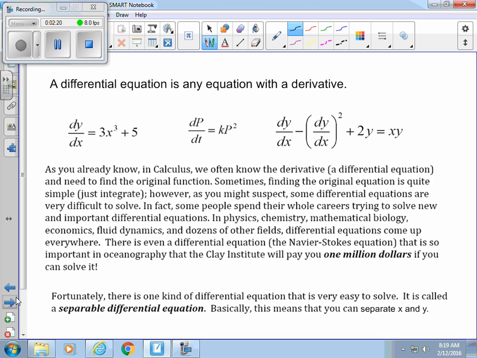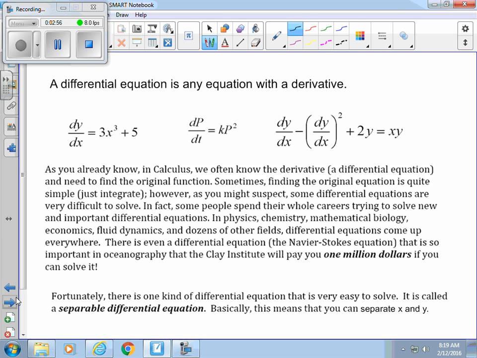Differential equations are really important in real-world applications in physics, chemistry, biology, economics, fluid dynamics, dozens of other fields. There is even a differential equation that is so important in oceanography that the Clay Institute will pay anyone who solves it $1 million. Obviously, it hasn't been solved yet. So there are some very difficult differential equations.